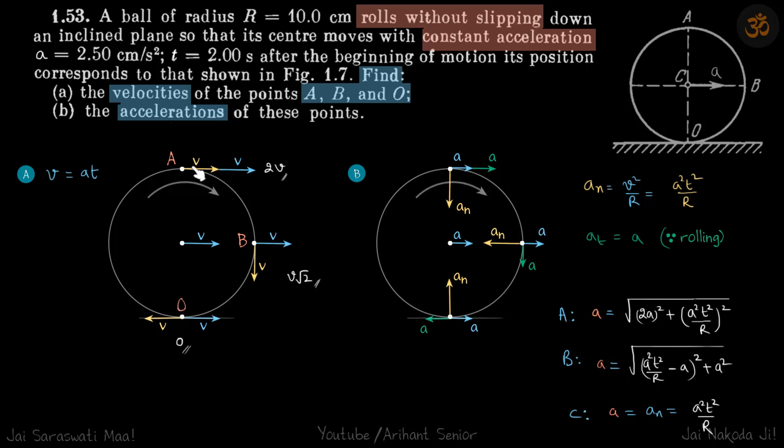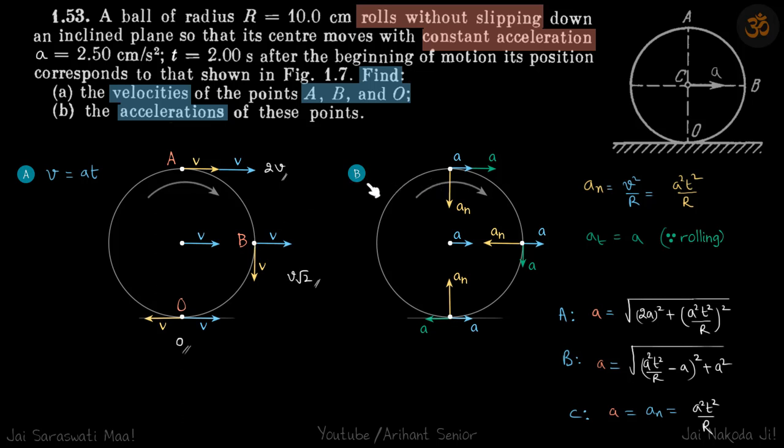So now you can see for the top point, the total velocity will be velocity with respect to center plus velocity of center. Here, velocity with respect to center plus velocity of center. Here, velocity with respect to center plus velocity of center. So we can just see that net velocity at A will be 2v. Here it will be v root 2 and here it will be 0.